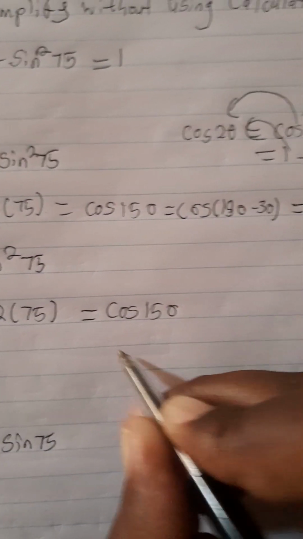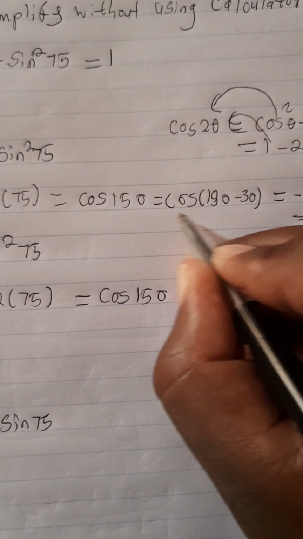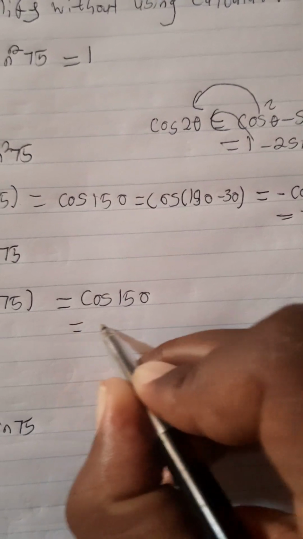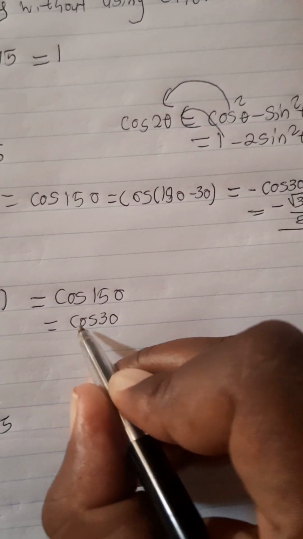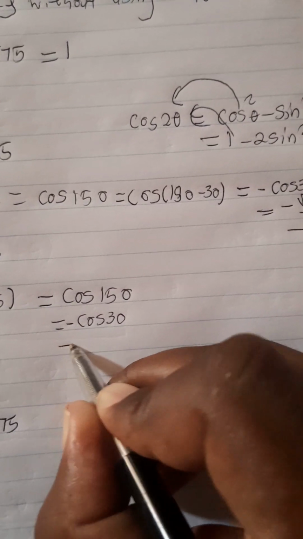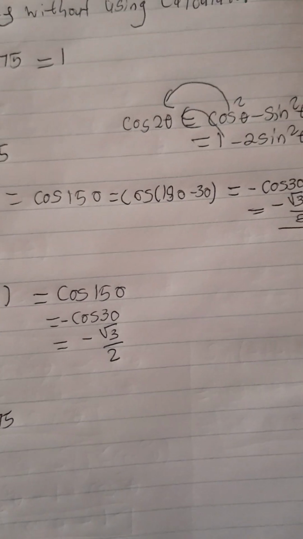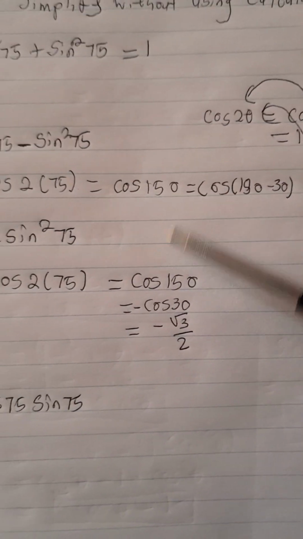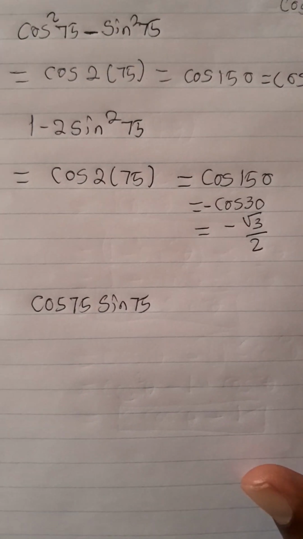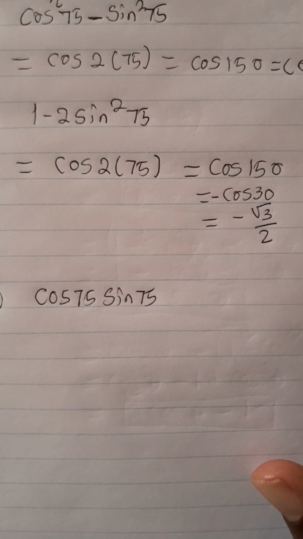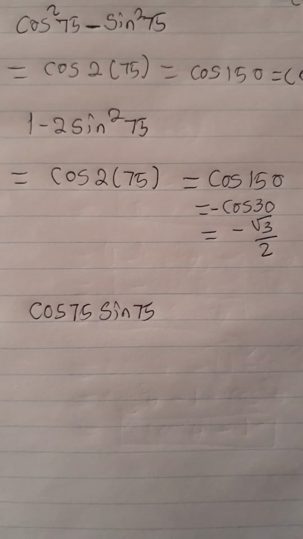So it's similar to this. We can see it's similar, meaning that we will have negative cos 30, so we're going to have negative root 3 all over 2. Right, so it's the same answer. So what about our last question? We are given cos 75 and sine 75.